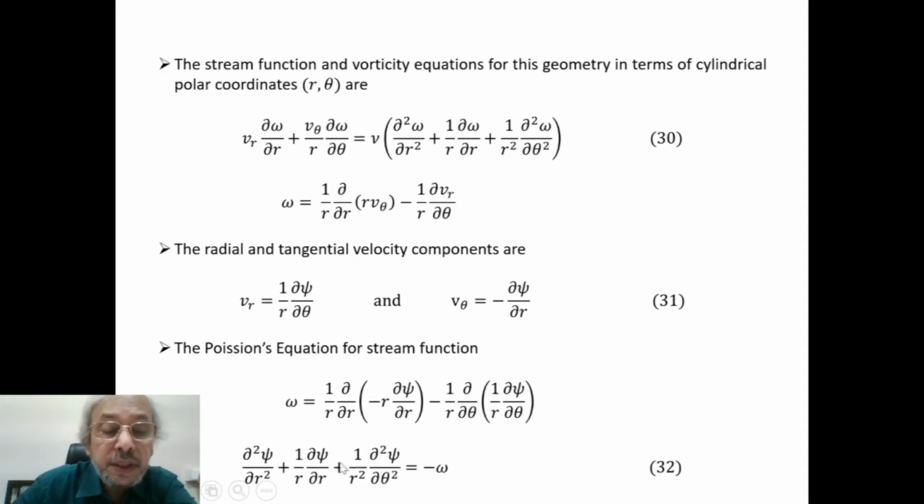This is also, you can see, the Laplacian of psi: ∂²psi/∂r² plus 1 by r ∂psi/∂r plus 1 by r squared ∂²psi/∂theta² equals minus omega. And if you recall, it is similar to what we did in Cartesian coordinates: the vorticity transport equation, the Poisson's equation for stream function, and the definition of V_r and V_theta. These are the governing equations.